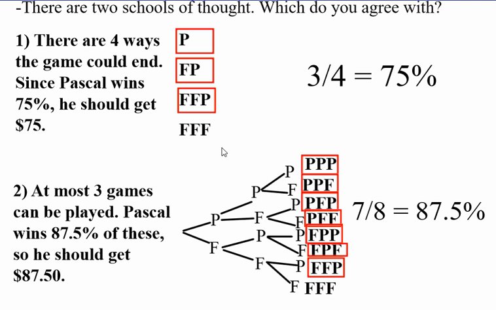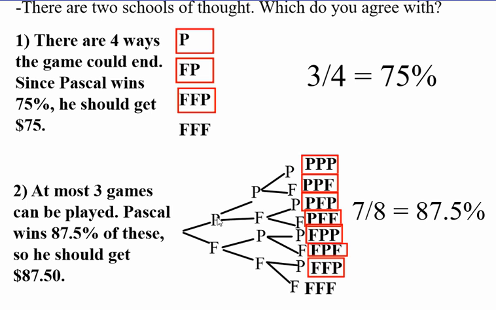The second school of thought is this. Since at most 3 games can be played, let's list all of the ways that 3 games could occur. And in order to do that, I can use a tree diagram. For any game, I could have Pascal or Fermat winning. This would be similar if I asked you to make a tree diagram for a family that had 3 kids. You would just replace the P's and the F's with boys and girls.